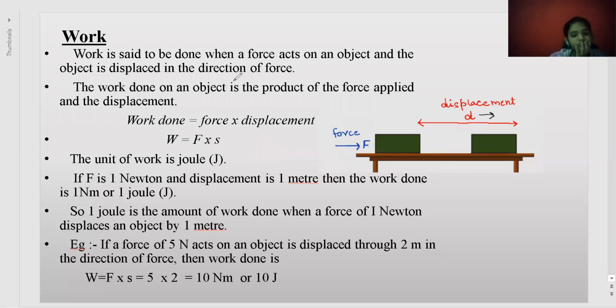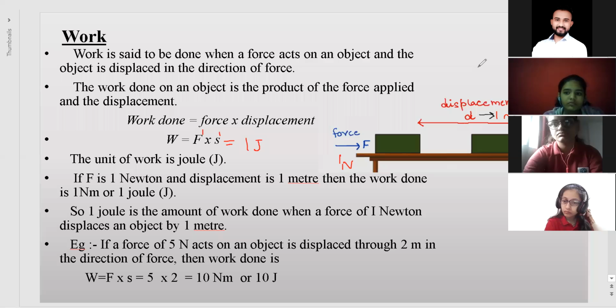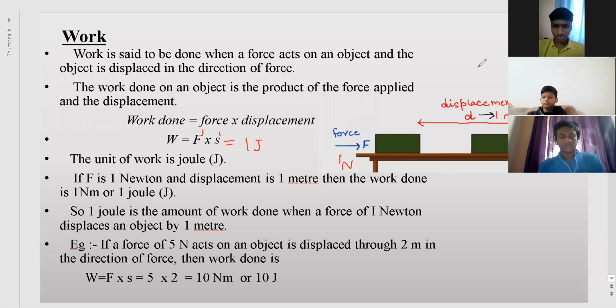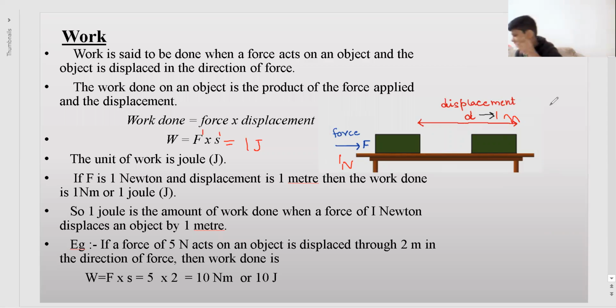Okay, let me explain more clearly. Say we are applying a force of 1 Newton on an object, and the body is also displaced by a distance of 1 meter. So by putting the values in this formula, F is 1 and S is 1. So 1 and 1 will give us what? 1 joule. So it means what? Suppose you applied a force of 1 Newton on an object and the object moved by 1 meter. ऑब्जेक्ट कितने डिस्टेंस से मूव हुआ? 1 मीटर से. तो हम क्या बोलेंगे? वर्क डन कितना हुआ? हमने कितना वर्क डन किया? 1 जूल. Is this clear?